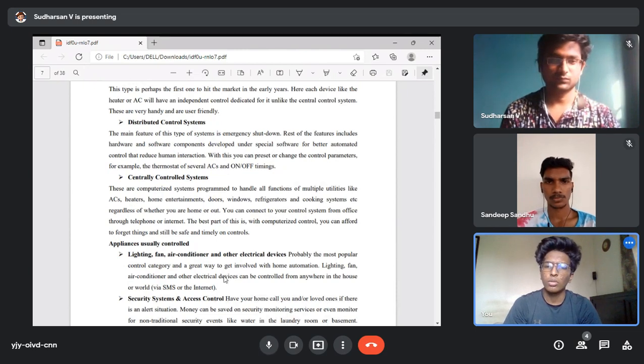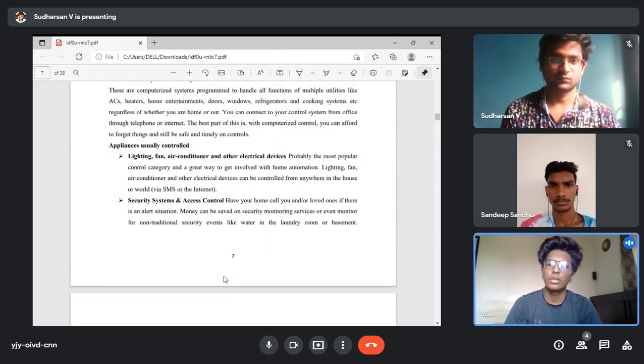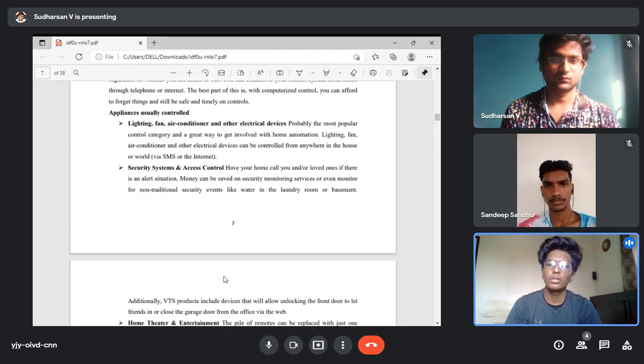The central control system. These are computerized systems programmed to handle all the functions of multiple utilities like AC, heater, and home entertainment. Appliances usually control lighting, fans, air conditioners, and other devices. Probably the most popular controller category, and a good way to get involved with home automation.